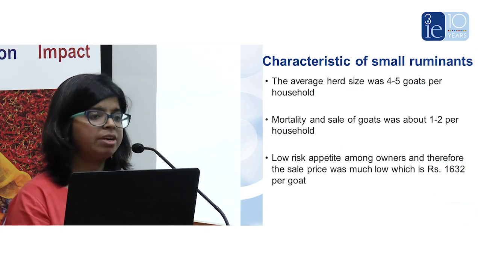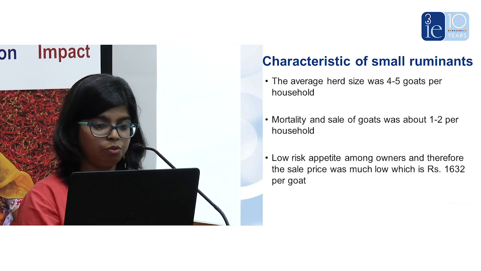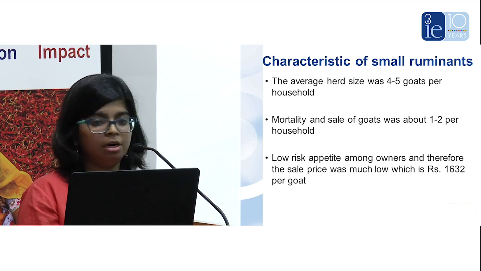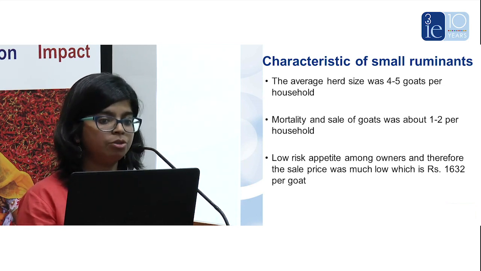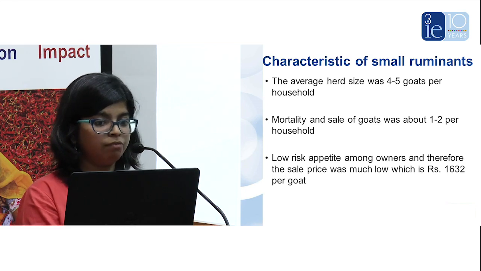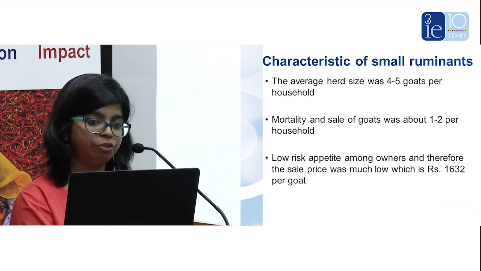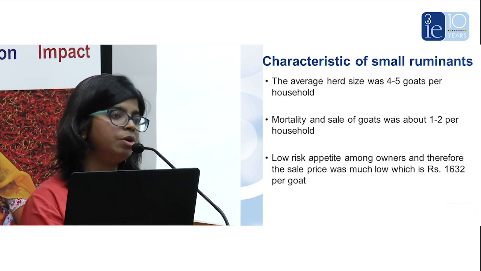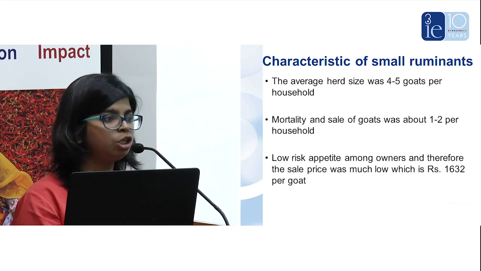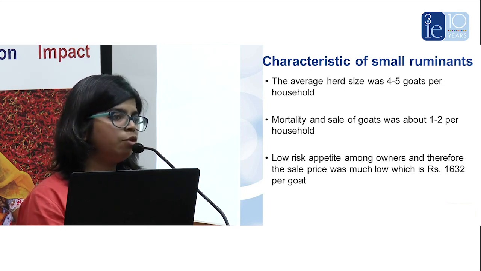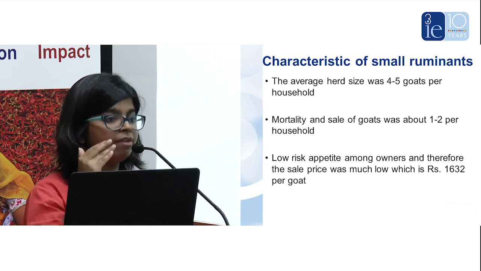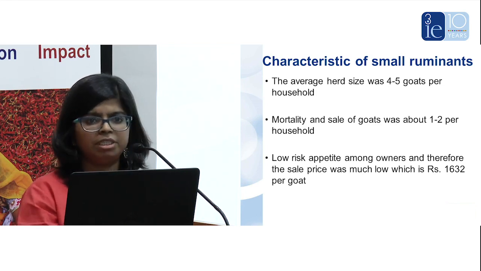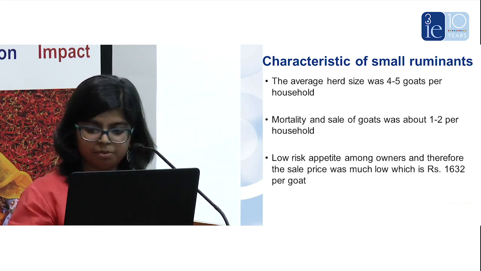These are some of the characteristics of the small ruminants that were reported to us during the household interviews. The average herd size was 4 to 5 goats per household. The mortality was about 1 to 2 per household, and sale of goats was also 1 to 2 per household. There was very low risk appetite among owners, and therefore they always sold the goat at a much lower rate in comparison to what they would get if the goat had matured, or if the goat was being sold in times of festivals or other such events.